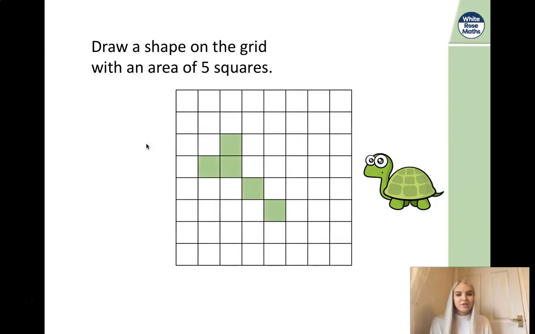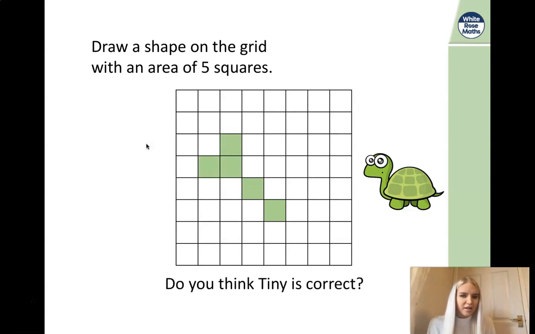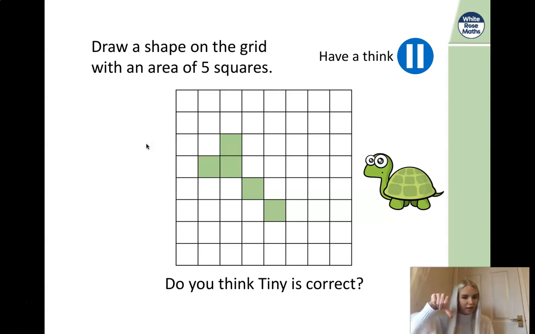So, he's made another shape. Do you think Tiny is correct? He's drawn a shape with an area of 5 squares. Is this correct? Because there's no gaps. Pause the video and have a think. Okay, give me a nod or a shake. Is he correct or is he incorrect?